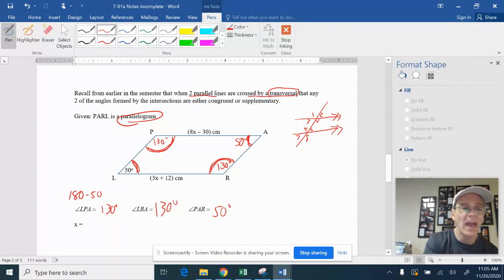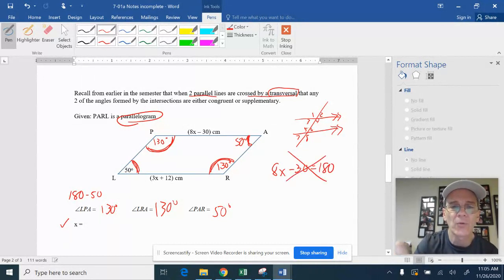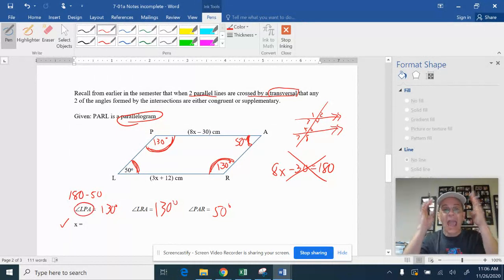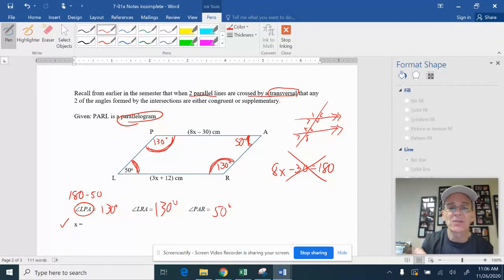Okay. Now, what about x? I'm asking for the value of x here. How are you going to find that? Here's what you won't do. You won't set 8x minus 30 equal to 180. Wrong, wrong, wrong. That's one of the more common mistakes I see students doing. And I kind of think I know why they do that. They see this 8x minus 30 written alongside a line. I've asked lots of questions about angles here. Their brain is in angle mode. They think, oh, straight line, 180 degrees. And they set that 8x minus 30 equal to 180.